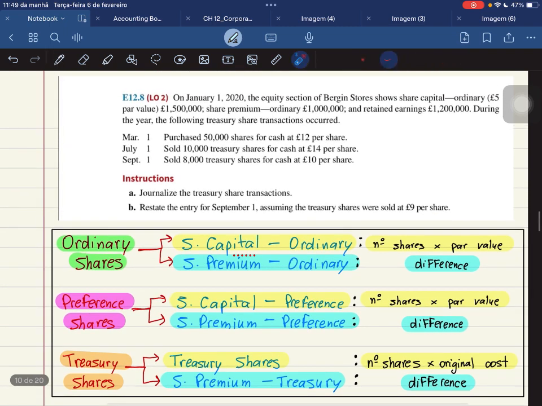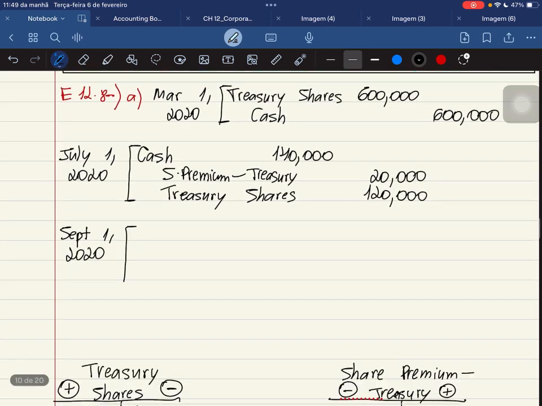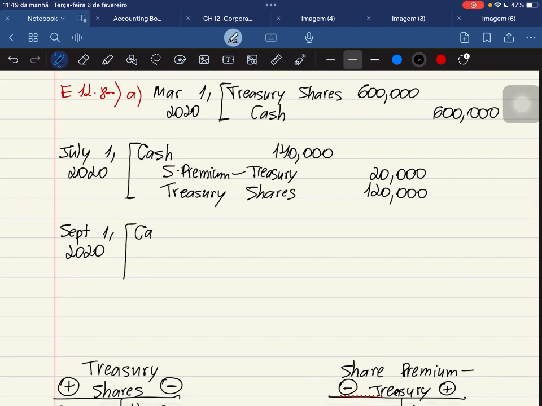Okay, so sold 8,000 treasury shares for cash at 10 per share. Let's write all of the accounts that we are sure of. We know that there is a cash and we know that there is treasury shares, right? Cash because we sold. Treasury shares because they're going down because we're selling these shares.